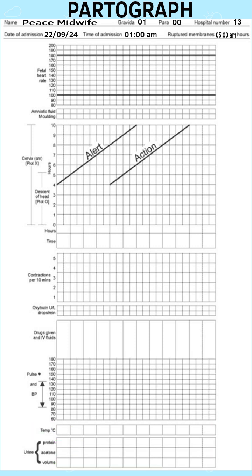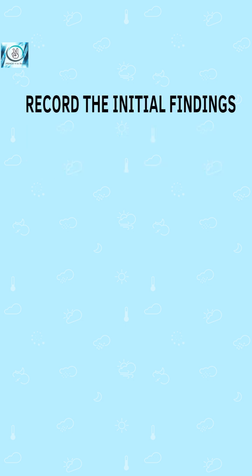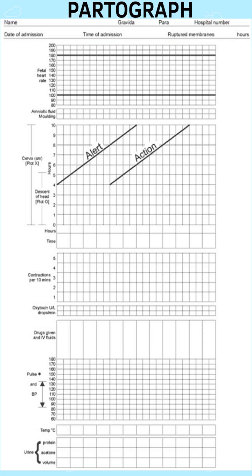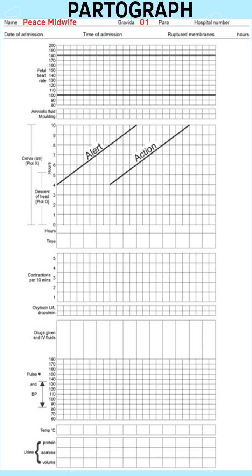Now details on how to use a Partograph. Before using a Partograph, you need to carry out all the investigations and observations as soon as the woman enters the labor ward, as these findings will determine how and whether we use the Partograph. After the examinations, if the mother is in active phase of labor, then the Partograph can be opened and findings are recorded, starting with the patient or mother information, where we record the name, gravida, parity, date of admission, time of admission, and time membranes ruptured.